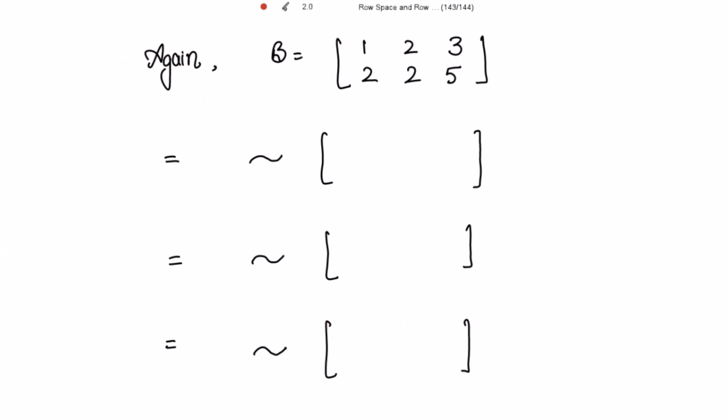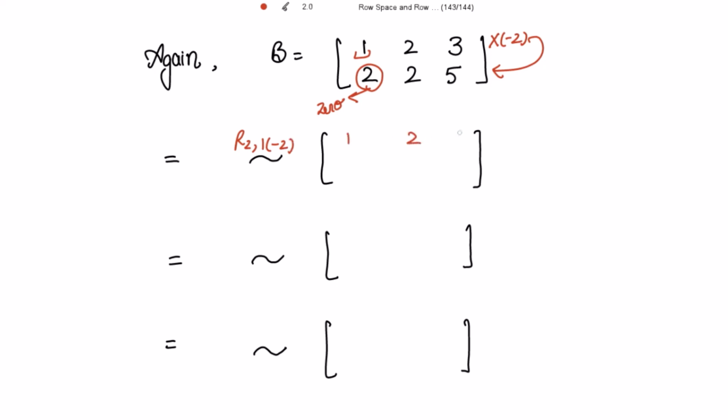Again, to get the basis for the row space of B, we need to change this matrix into the row echelon form first. 1 is already present over here, right? Just to make this entry 0, we multiply row 1 with negative 2 and add these elements to row 2. So we are going to change row 2, adding the elements of row 1 to row 2, but row 1 should first be multiplied with negative 2.